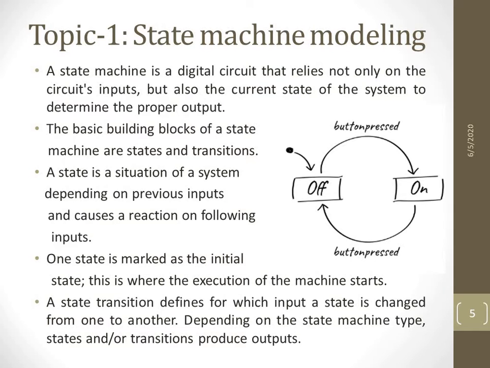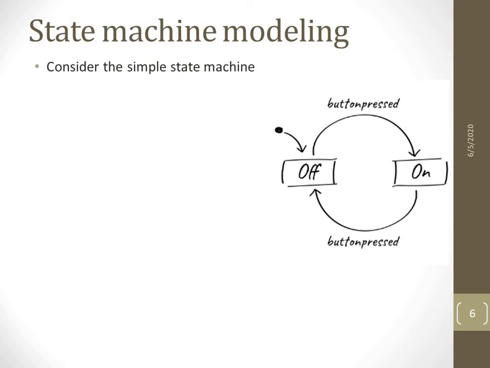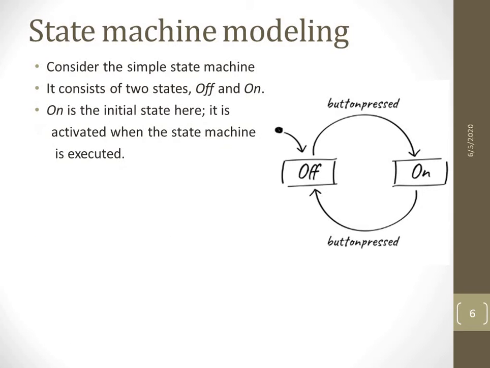So here I am going to consider an example where the button is pressed, it is on. Again when the button is pressed, it will be off. So for the example, consider the simple state machine. It has two states, one is the off state and one is the on state. Off is the initial state here. It is activated when the state machine is executed.